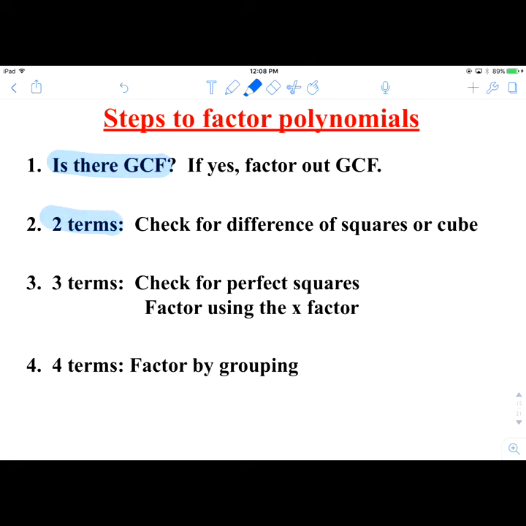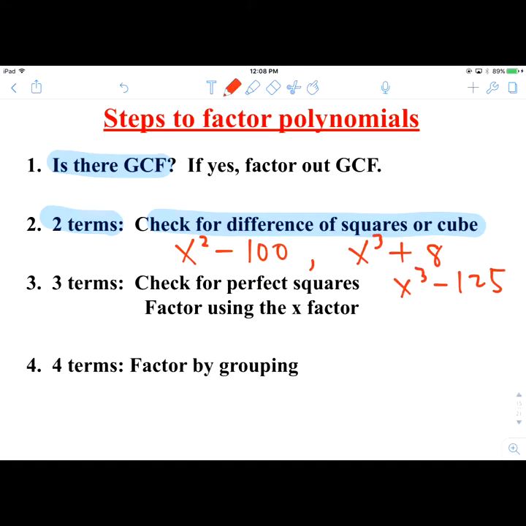Secondly, if there's only two terms, then you may want to check for difference of squares or cubes. There's no such thing as a sum of two squares because you will not be able to factor that. But if you have x squared minus 100, for example, that's factorable. That's a difference of squares. A sum or a difference of cubes would be like x cubed plus 8, or x cubed minus 125. Those would be examples of sum or difference of cubes.